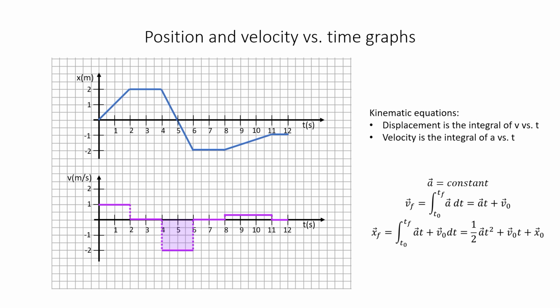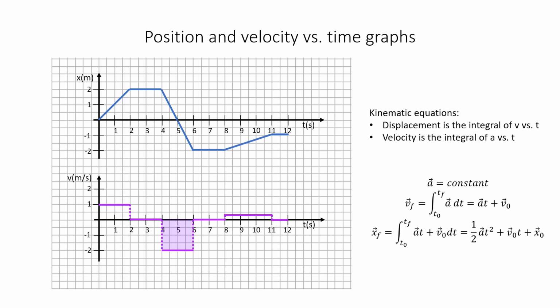We can derive our kinematic equations by recognizing that displacement is the integral of velocity versus time, and similarly, velocity is the integral of acceleration versus time. If I have constant acceleration, this integral is pretty easy to do. I just have v final equals the integral of a dt from t0 to t final, which equals at plus v0. Recognize that v final minus v0 is just delta v.